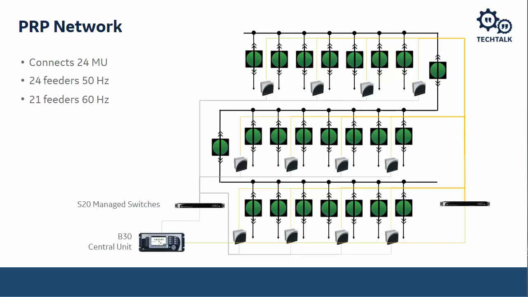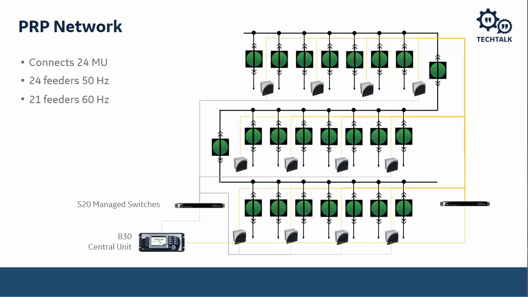The B30 would only require 2 ports on it, and each of the MU320s would go to a different switch. Or, excuse me, each of the MU320s has 2 ports on it, and each of those ports would go to a different switch in this primary redundancy protocol. So based on that, our limitation isn't the number of ports on the back of the relay, it is a limitation inside of the relay itself.